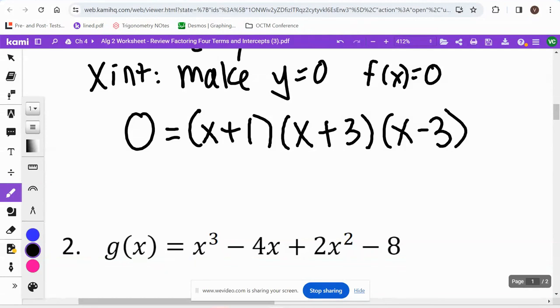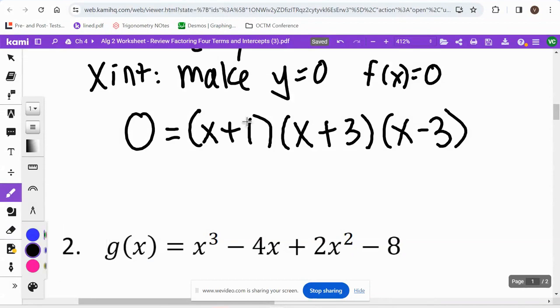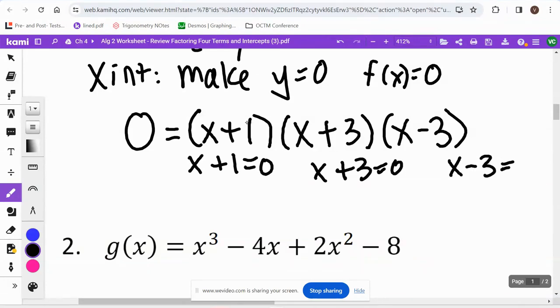So here's the thing. On the last test that we took last chapter, a lot of people factored it great. It was hard factoring. They got the factoring done, and then they said, oh, my answer is 1. No, it is not. You skip the easy part. You have to set each factor equal to 0. So x plus 1 equals 0, x plus 3 equals 0, x minus 3 equals 0. Set each factor equal to 0 and literally solve them.